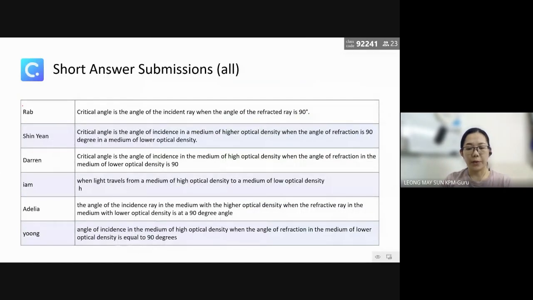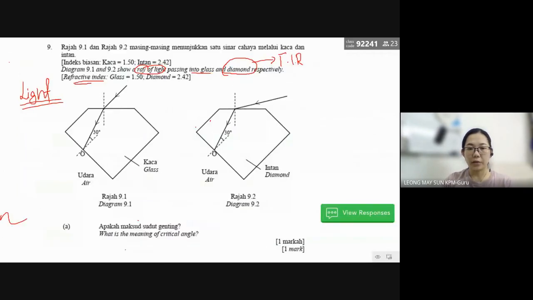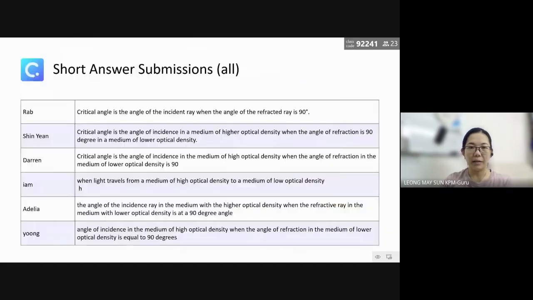Okay, so critical angle. The actual answer for critical angle is the incident angle when the refracted angle is 90 degrees. So let's see who got the correct answer. Critical angle is the angle of the incident ray when the angle of the refracted ray is 90 degrees.